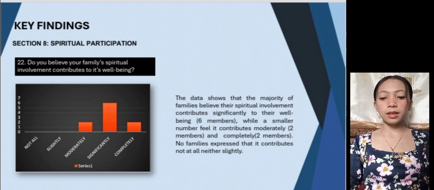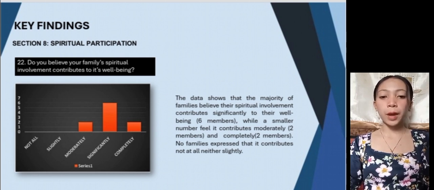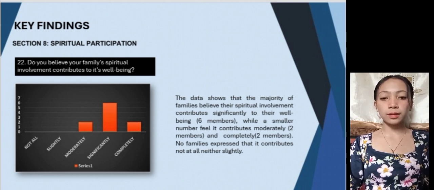Lastly, in section 8, spiritual participation, question number 22, do you believe your family's spiritual involvement contributes to its well-being? Based on the survey that we gathered, the data shows that the majority of families believe their spiritual involvement contributes significantly to their well-being with 6%, while a smaller number feel it contributes moderately with 2% and completely with 2% also, and no families expressed that it contributes not at all or slightly.